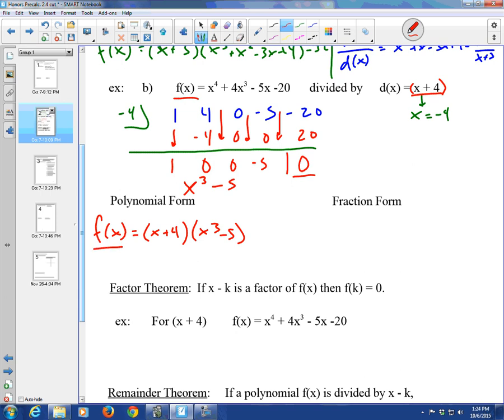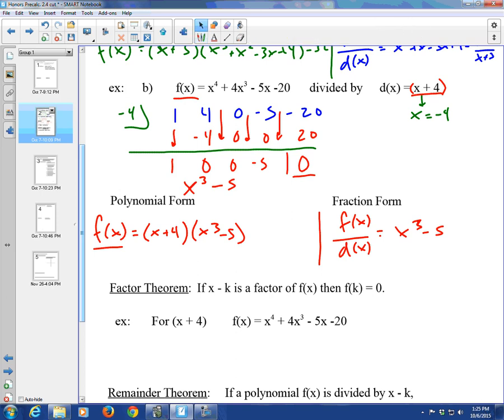Now, I'm representing the multiplication with the divisor first and then the quotient, but it really doesn't matter what order you write them in, because multiplication is commutative. It works the same in either order. All right, so fraction form is again going to represent the division that we've just done. So when I take f of x and divide out the linear factor of x plus 4, I get the quotient x cubed minus 5, right? And basically that is the other 3 linear factors left over when I divide out my x plus 4.